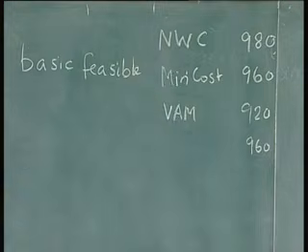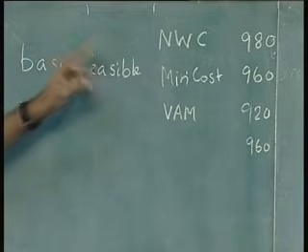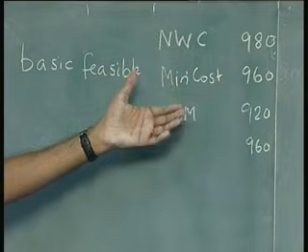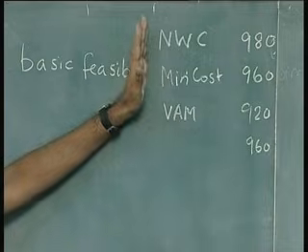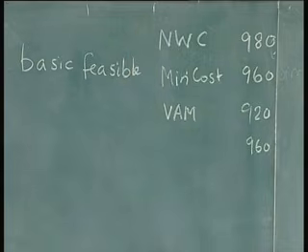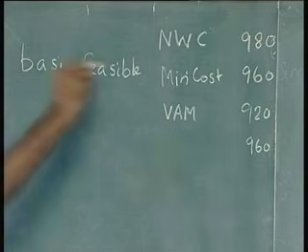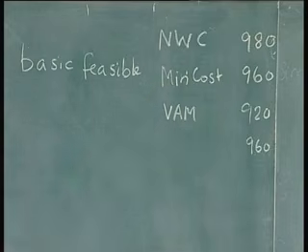So, in order to get basic feasible solutions, we have to guarantee that the rule or the method that we use to get our basic feasible solution should not give us a loop, as happened in these 3. A basic feasible solution is also characterized by m plus n minus 1 independent allocations. Sometimes we could get a basic feasible solution out of these 3 with less than m plus n minus 1.